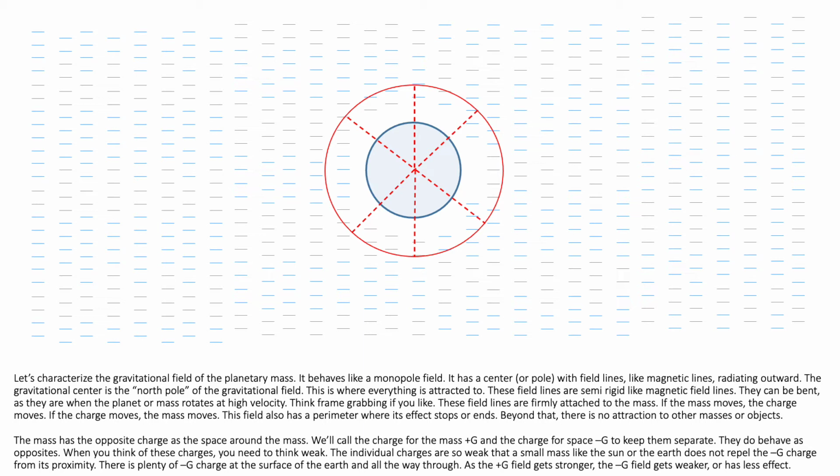The mass has the opposite charge as the space around the mass. We'll call the charge for the mass plus g and the charge for space minus g to keep them separate. They do behave as opposites. When you think of these charges, you need to think weak. The individual charges are so weak that a small mass like the Sun or the Earth does not repel the minus g charge from its proximity. There is plenty of minus g charge at the surface of the Earth and all the way through. As the plus g field gets stronger, the minus g field gets weaker, or has less effect.